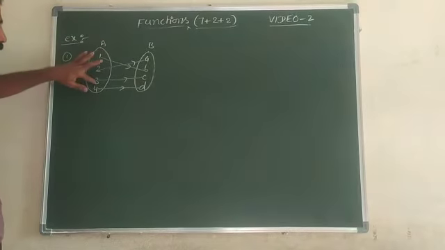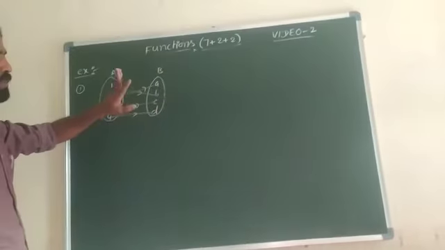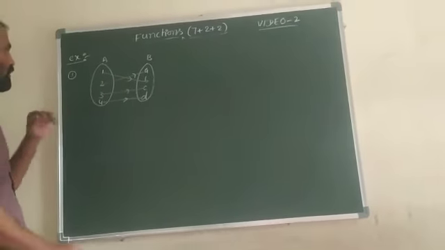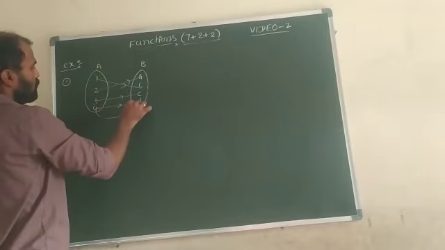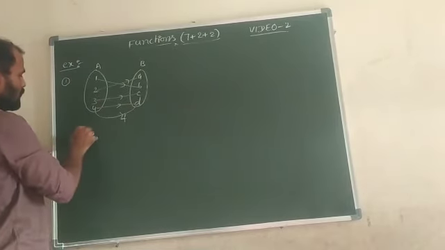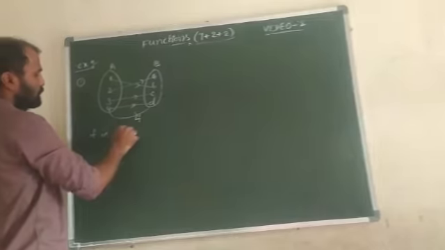Every element in set A has one image in set B, a unique image in set B. So clearly it is f from A to B. f from A to B. f is a function.